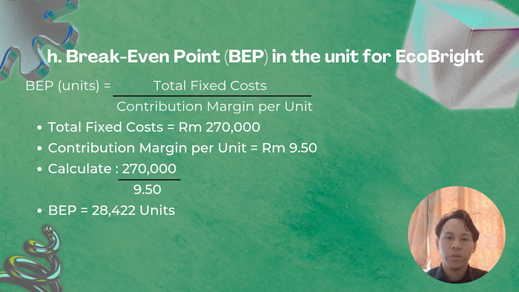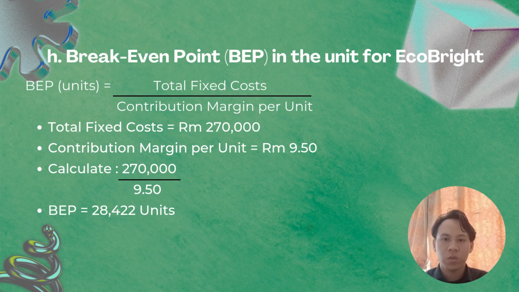Part H. We are required to calculate the break-even point in units. To calculate this, we use the formula: break-even point equals total fixed cost divided by contribution margin per unit. From our previous answer in part G, we already know that the contribution margin per unit is 9 ringgit 50 cent. This is the amount of profit the company earns from each unit after separating all variable costs.